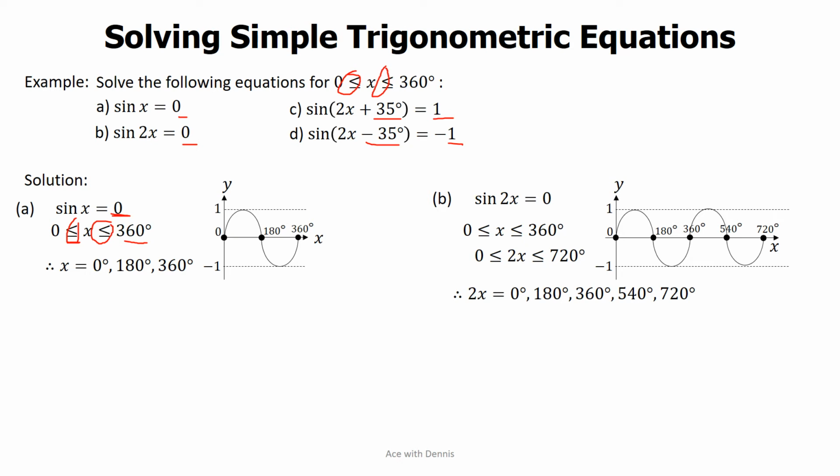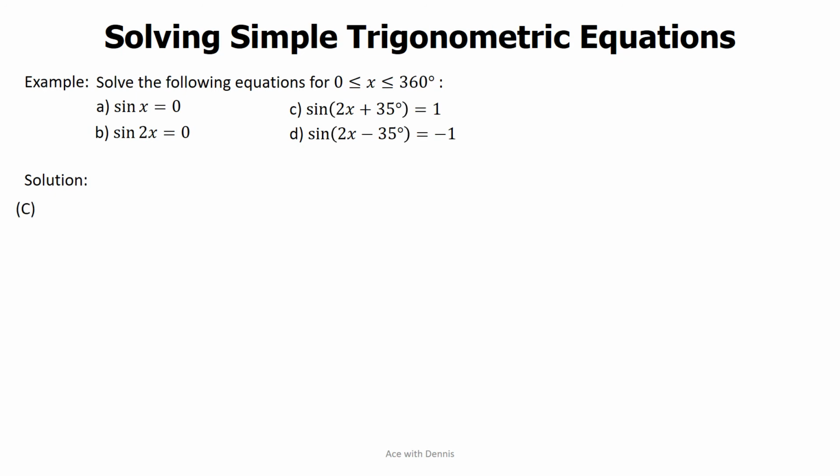So again, be careful. Always double check the range. All are within 0 to 720 degrees inclusive. So that's why you still can include 0, you still can include 720 degrees. Then make x the subject. Every answer divided by 2: 0, 90 degrees, 180 degrees, 270 degrees, and 360 degrees. So this is the answer for B.